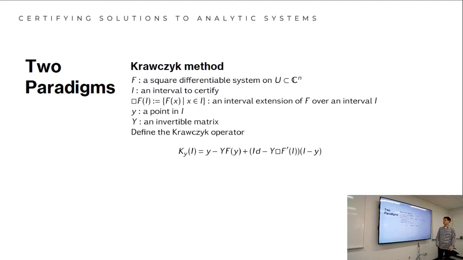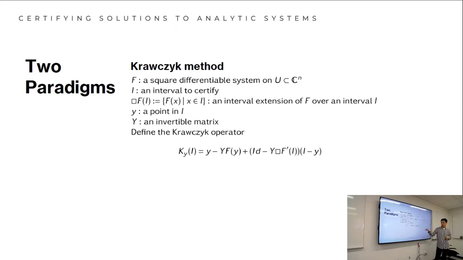If we have a polynomial system, it is quite easy to compute this kind of interval extension because we can just plug intervals into our variables. But if you have analytic functions, it is slightly more complicated. Here, y is any point inside our interval; in our implementation, we just choose the midpoint of the interval. And capital Y is an invertible matrix. Using these ingredients, we can define the Krawczyk operator, something like this. This is an interval operator, so it is actually just an interval box.